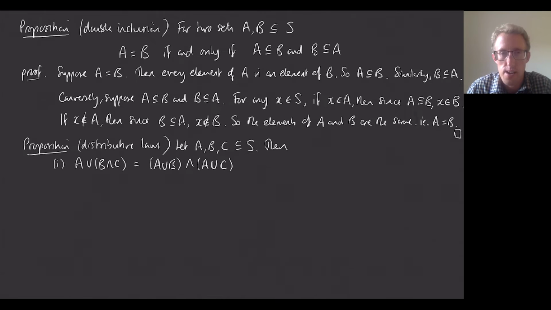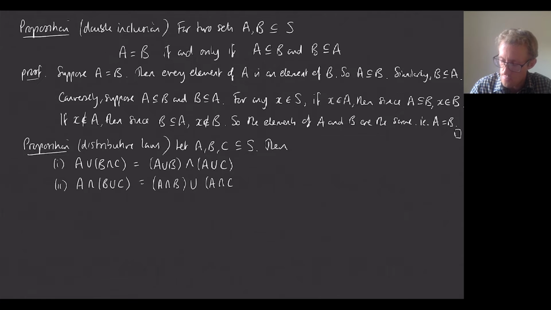It's kind of telling me that I can expand the brackets. That's what distributive means. And the second law is that A intersect (B union C), this is just the other way around, is the same as (A intersect B) union (A intersect C).